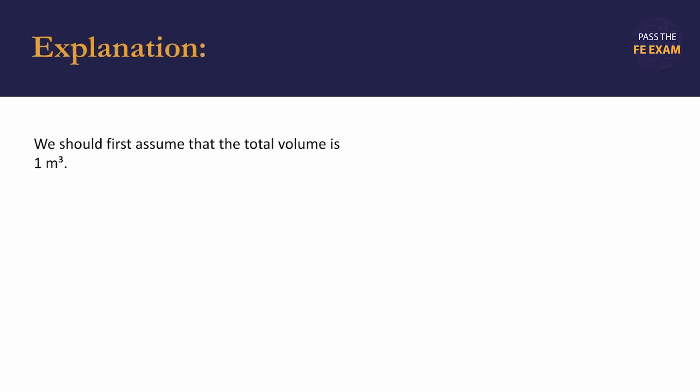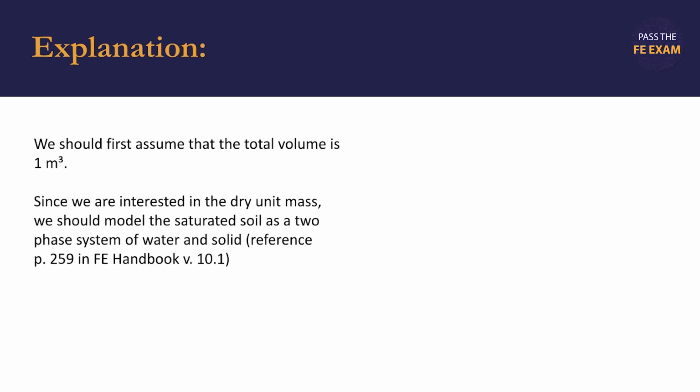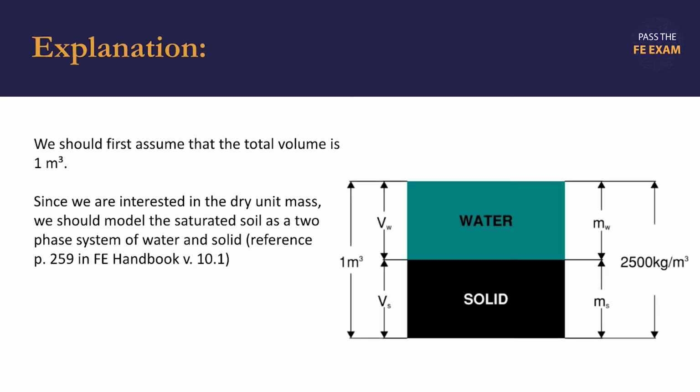Since we're given the total unit mass in kilograms per 1 cubic meter, and we're asked to determine the dry unit weight in kilograms per 1 cubic meter, we can assume that the total volume of our sample is 1 cubic meter. Since we're trying to find the dry unit mass, we should model the saturated soil as a two-phase system consisting of water and solid. To the right, we can see a diagram of this two-phase system with some of the inherent relationships.